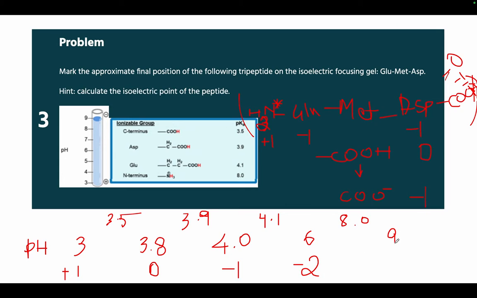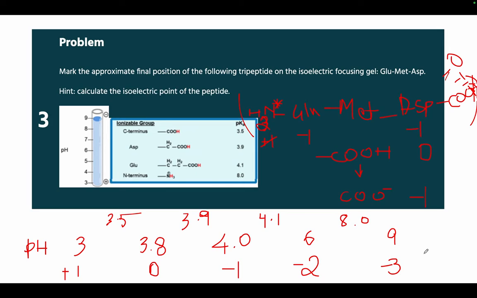And if I go to the extreme pH beyond 8.0, what is going to happen is this hydrogen from NH3 plus is going to be lost. It's going to become NH2. So there is no positive charge here anymore. So the overall charge will be just these 3 negative charges, so it will be -3.